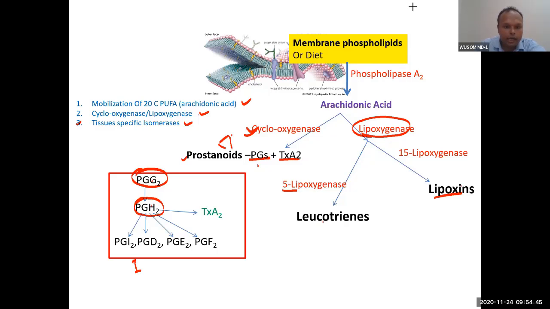After GH, there will be I, D, E, F, and thromboxane A. Just remember A is not prostaglandin, it is thromboxane A. So IDFA, you can remember anyway. So PG, GH, IDFA, it's your choice.